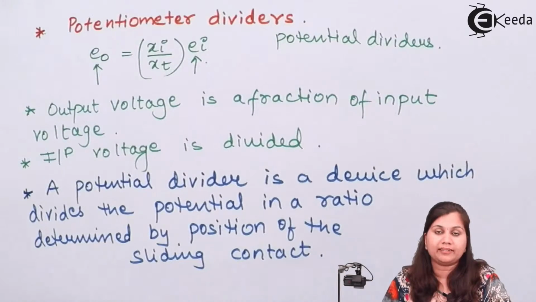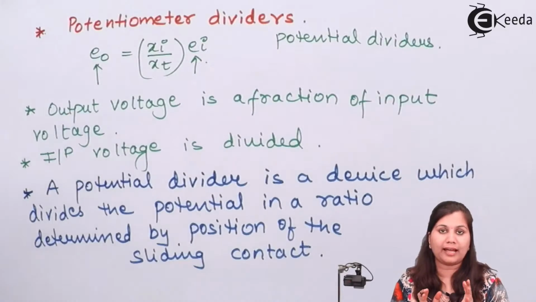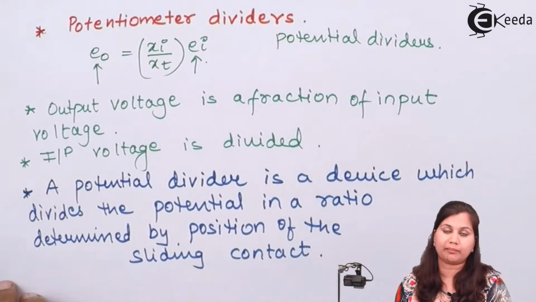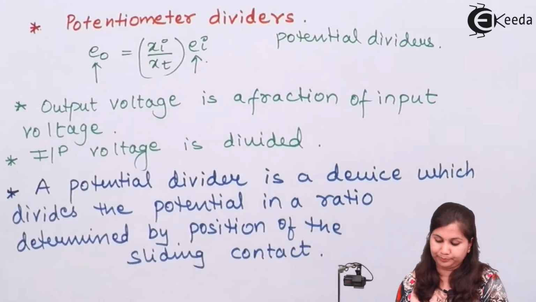So a potential divider is a device which divides the potential into a fraction, and this fraction or ratio is determined by the position of the sliding contact. Now the equations which we have derived through this potentiometer are E naught equals Xi by Xt multiplied with Ei, and also E naught equals theta i by theta t multiplied with Ei.